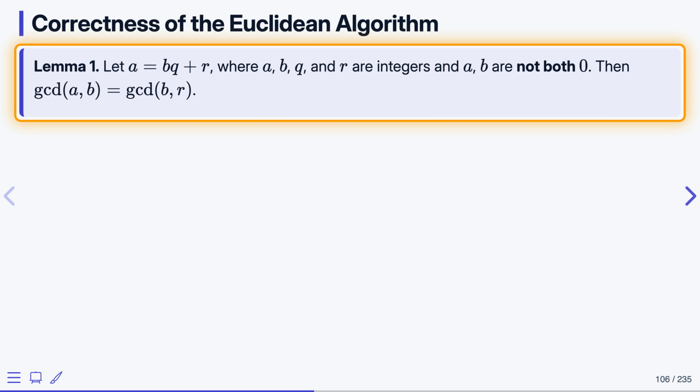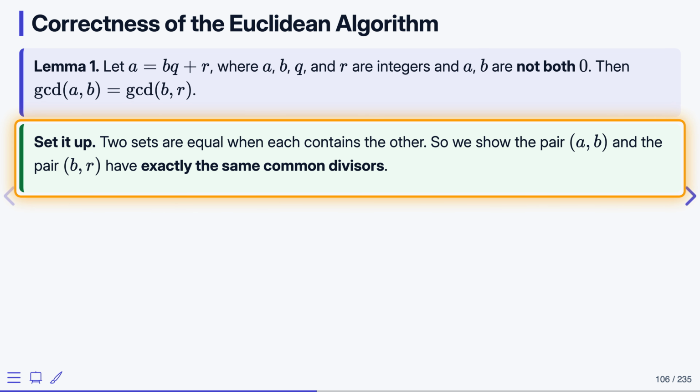Why does the Euclidean algorithm work? Lemma 1 gives the reason. Suppose A equals B times Q plus R. In other words, R is the remainder when A is divided by B. We also ask that A and B are not both 0. The lemma says the greatest common divisor of A and B is the same as the greatest common divisor of B and R. Set it up carefully. To prove that, we show something stronger. The pair A and B and the pair B and R have exactly the same common divisors. If the two sets of common divisors match, then their largest members match too.